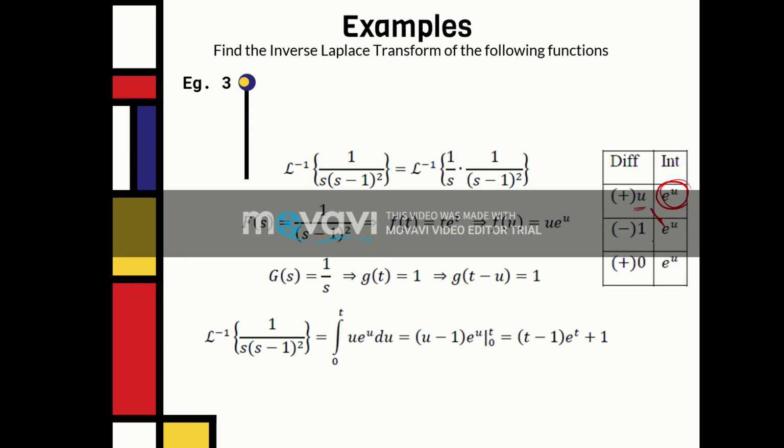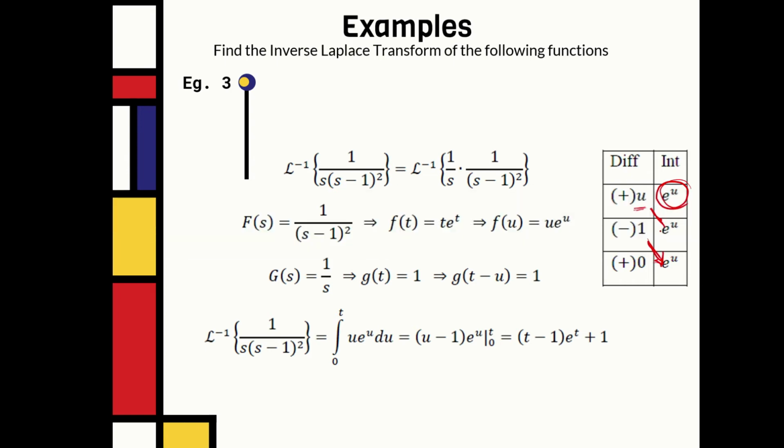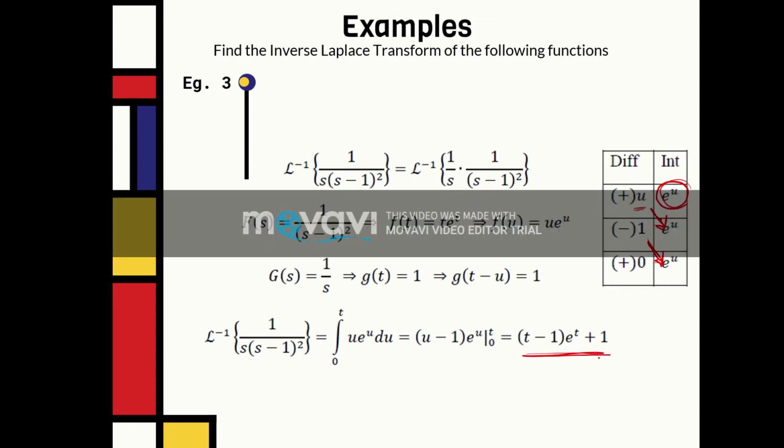So cross multiplication, then we're going to get u exponent u minus exponent u. Simply substitute the limits, then you get the final answer: t minus 1 exponent t plus 1.